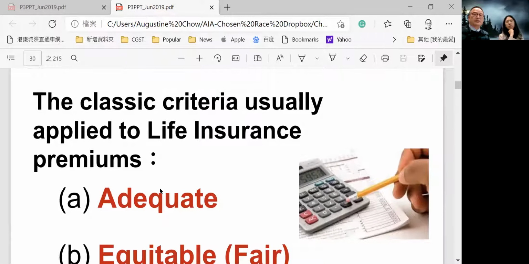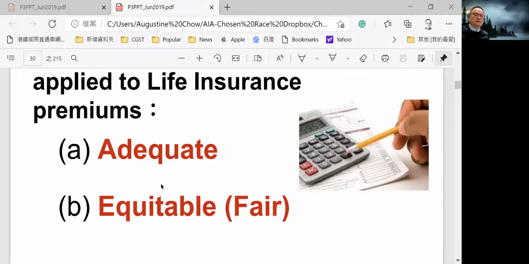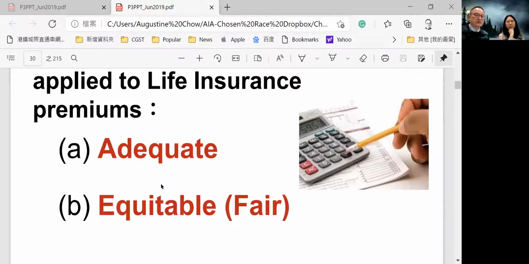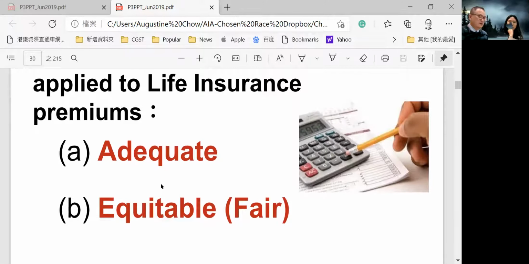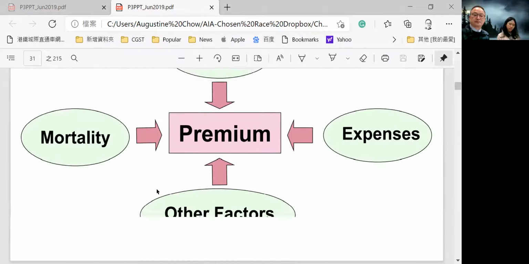Okay, the class criteria applied to insurance premium. How do we determine the insurance premium? Based on actuarial analysis. It must be adequate and equitable. Equitable means it's fair. What do you mean by fair? People have different risks, and they come in at different times. They are paid equally and have equal rights.